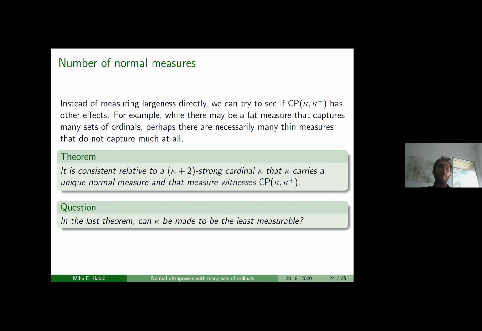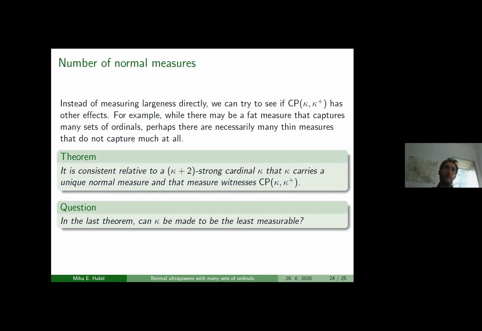All right. So if you're at all familiar with the work that went into the number of normal measures problem, I don't know, more than 10 years ago at this point, I think. The model for this is just the Friedman-Magidor model, all right? So their model where they have a measurable kappa with a unique normal measure and a failure of GCH, you can show that in that model, that unique normal measure witnesses the capturing property, all right? What is interesting, though, is that it's not clear at all how you would combine these methods controlling the number of normal measures on kappa with the methods to make kappa be the least measurable cardinal.